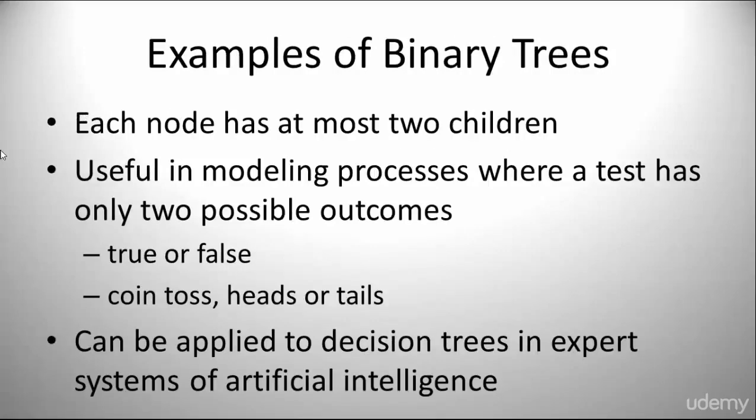We have binary trees. In a binary tree, each node has at most 2 children. This is useful in modeling processes where a test has only 2 possible outcomes, such as true or false, and a coin toss such as heads or tails. A binary tree can also be applied to decision trees in expert systems of artificial intelligence.